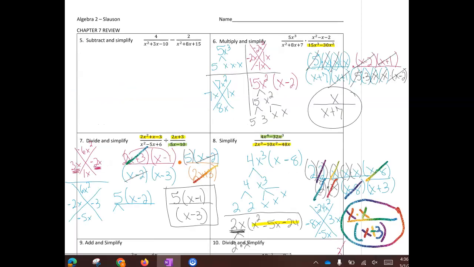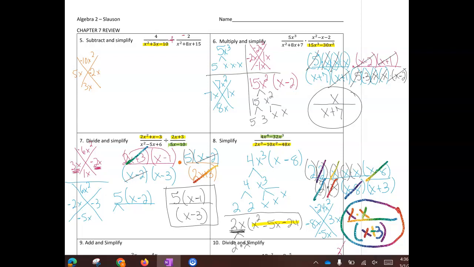So let's start there. So my first one, yes, I do have subtraction. Turn this into addition, make that subtraction. Now I'm going to factor my x squared plus 3x minus 10. There is not a GCF. So I'm going to need factors of negative 10 that make 3.